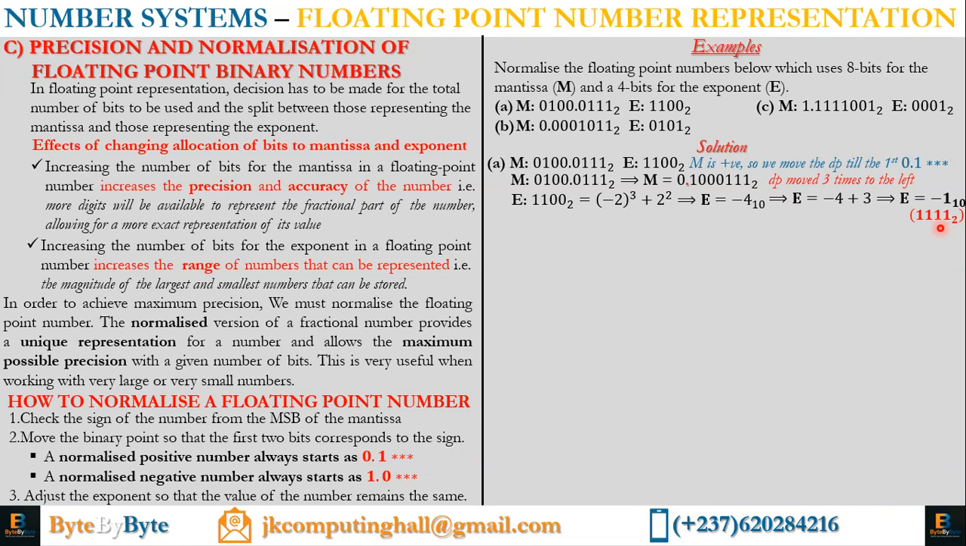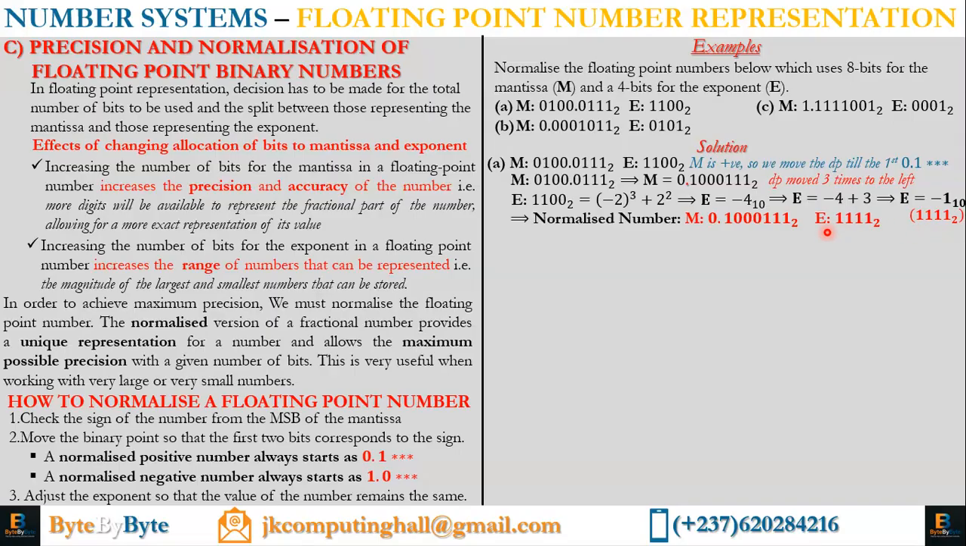Now, because the exponent is 4 bits, when you convert negative 1 into 4-bit 2's complement, you will get 1111. You can do it in your homework and you will see the answer is the same, because when you convert 1 to base 2, you have 0001. When you take the 1's complement, it gives you 1110. When you add the 1, it gives you 1111. That is what we have.